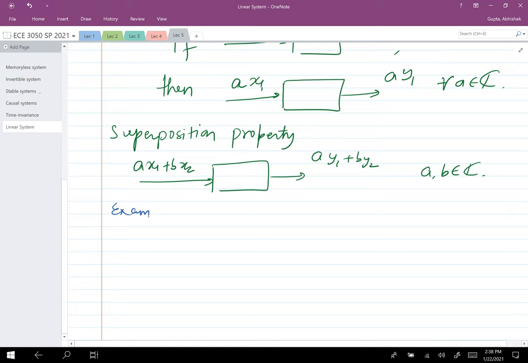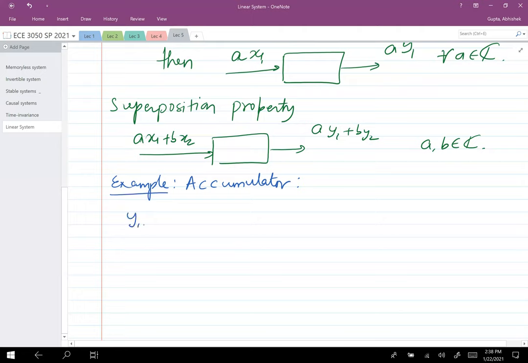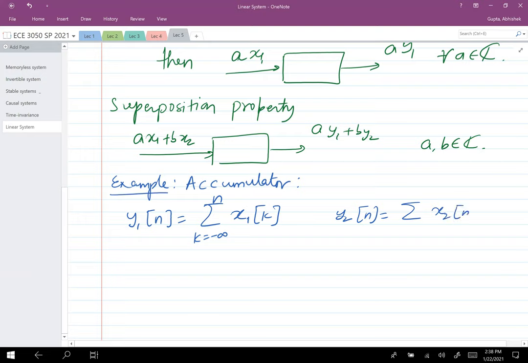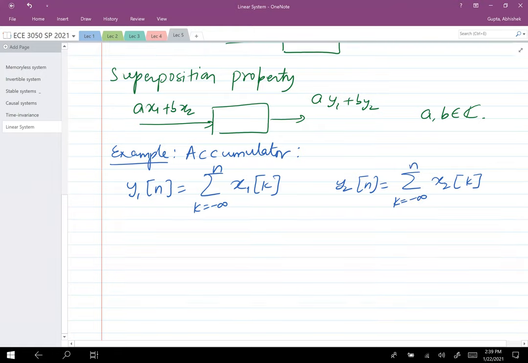Okay. Let's look at our favorite example, which is the accumulator. Let's say my y1 of n is the summation of x1 of k, k goes from minus infinity to n. My y2 of n is similarly defined. Now let's multiply the input to the accumulator. So let's do a x1 plus b x2. That's the input I'm going to give to the accumulator. So the output y of n is going to be the summation, k equals minus infinity to n.